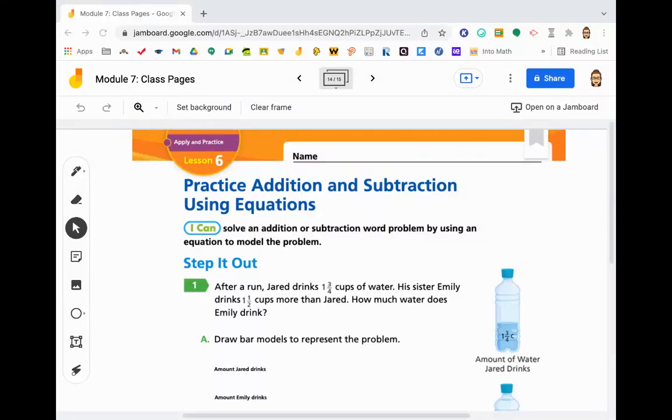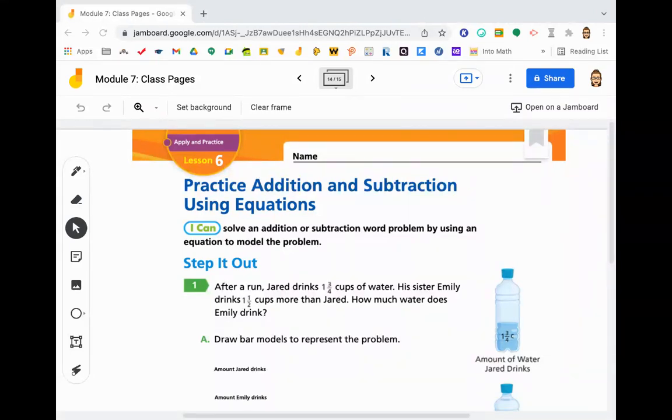Hello, my mathematicians. Today we are looking at Module 7, Lesson 6, which is all about practicing addition and subtraction using equations. Hopefully by the end of this lesson, you'll be able to solve an addition or subtraction word problem by using an equation to model the problem.